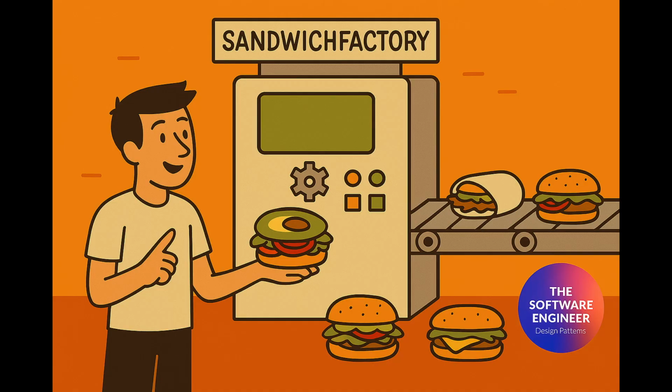When do we use it? Use the factory pattern when you don't know what class you'll need until runtime, you want to centralize object creation logic, or you need to follow the open-closed principle: open for extension but closed for modification.